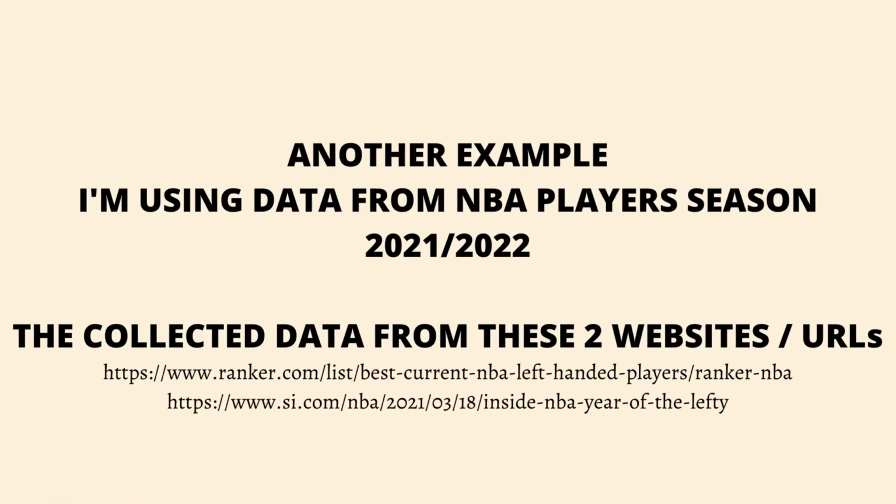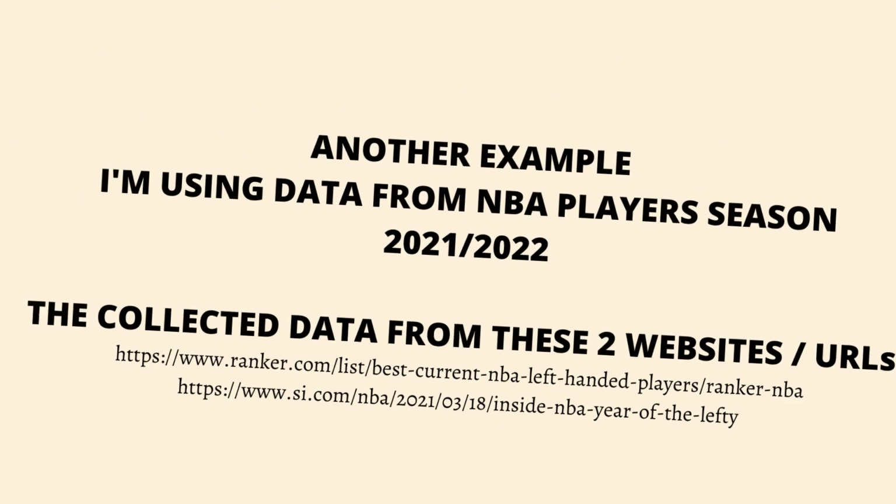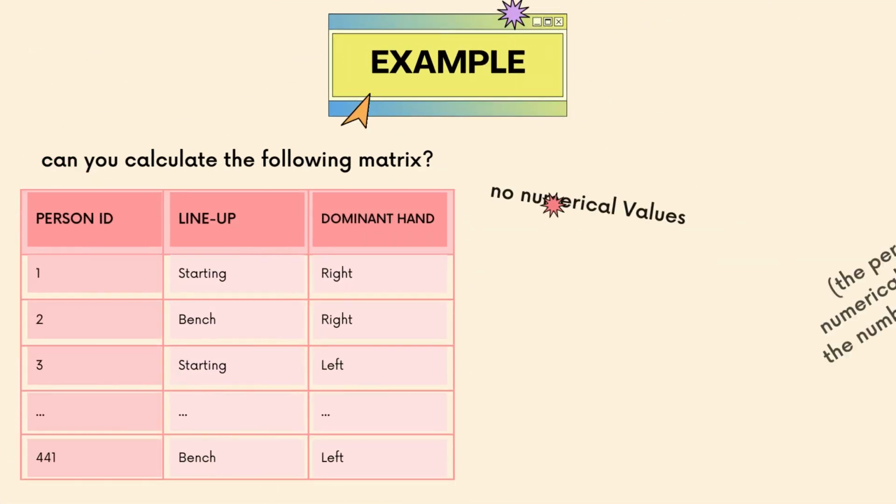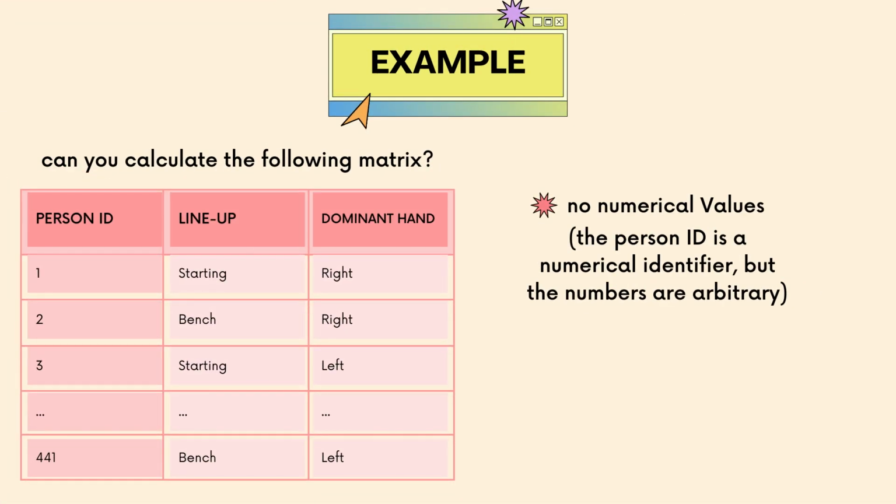I'm using data from NBA players, season 2021 to 2022. I collected the data from these two websites. Here's the example. Given this table, can you calculate the following metrics?